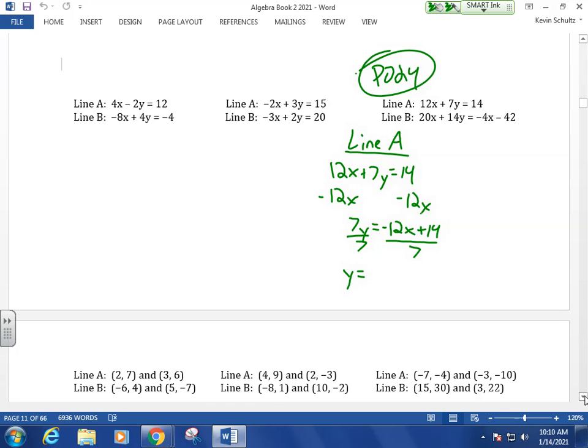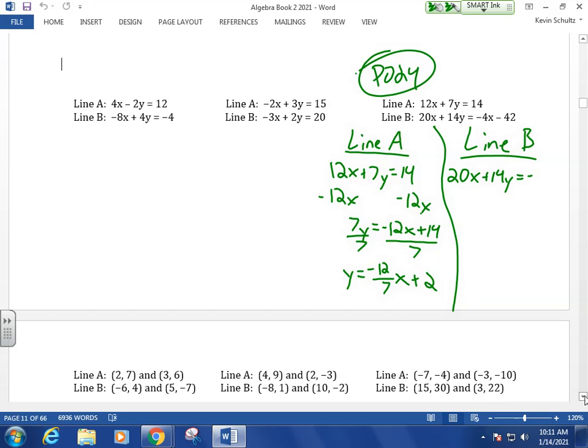gives us a final equation of y equals negative 12/7. Ugh, what a nasty fraction, but we don't really care. Right? It's a slope. Fractions are okay. Negative 12/7 x plus 2. Now we look at line B. And we got 20x plus 14y equals negative 4x minus 42.